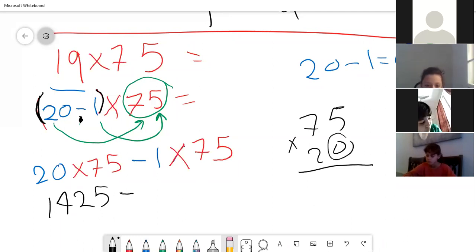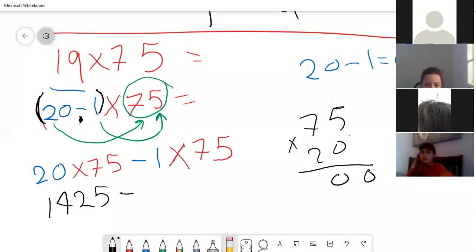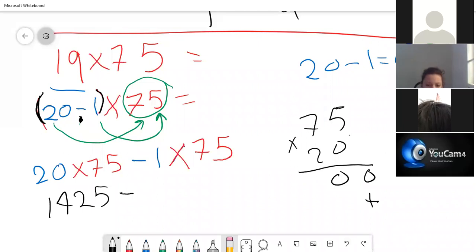Okay, because we have the 0, we will put the 0 here. 2 times 5 is 10. Wait. First, we multiply the 0 by the 5, by the 0. Then plus 2 times 5, 10. And then 2 times 7 is 14, plus 1, 15.